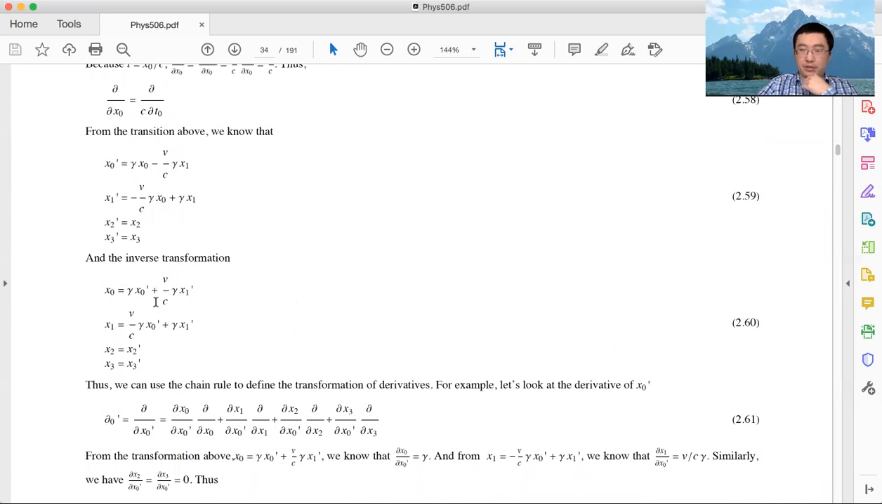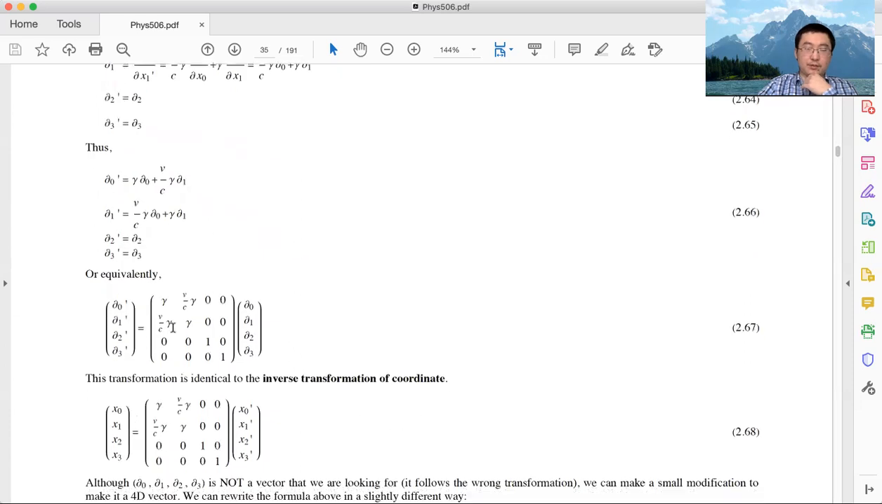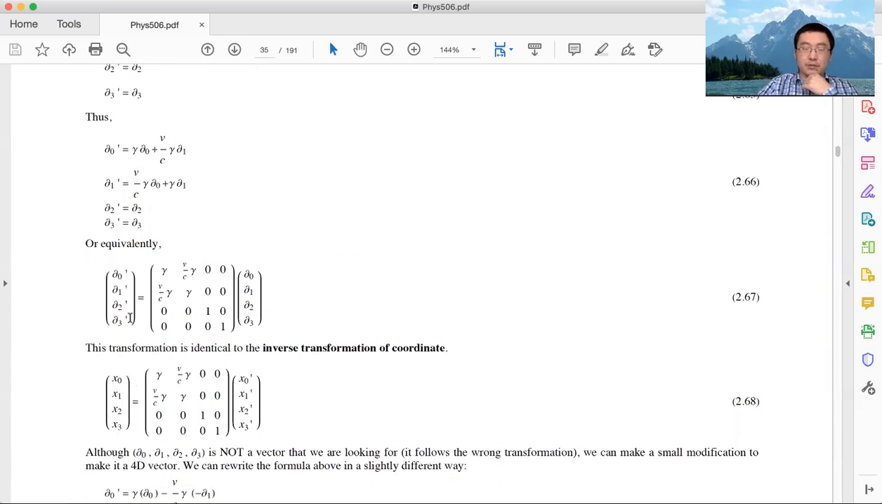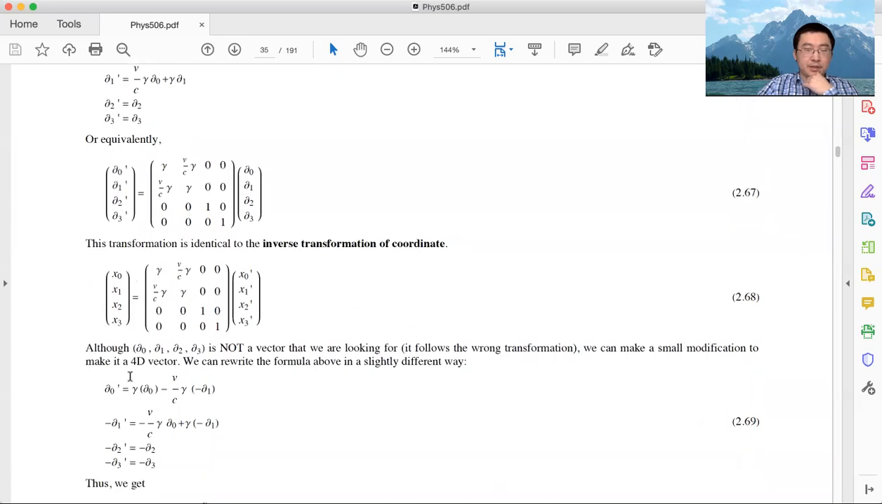For the inverse transformation, it has a plus sign. And for the derivative, it follows the plus sign, the same as the inverse transformation for the coordinate. So for the derivative, we're going from no prime to prime, and that matrix is the same as when the coordinate goes from prime to no prime, the opposite way. Which means this derivative is not quite a vector.